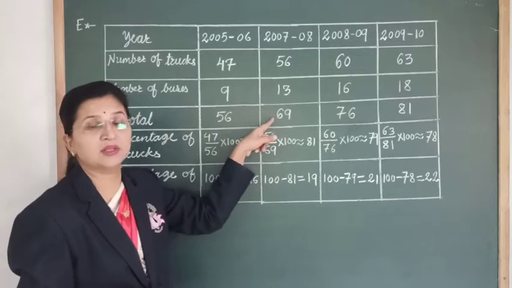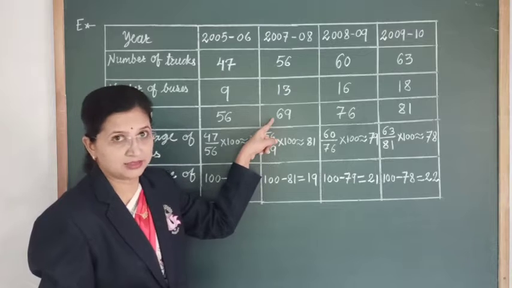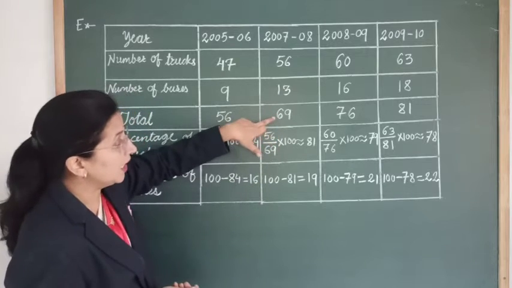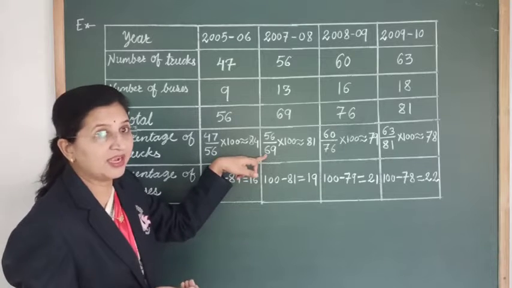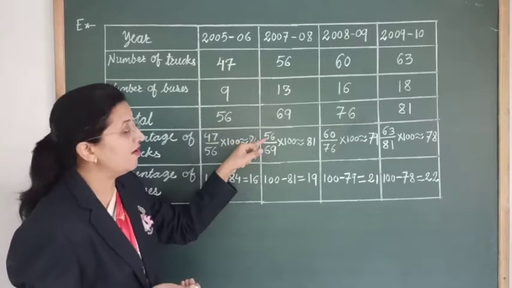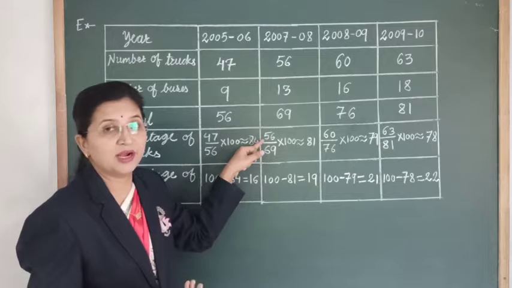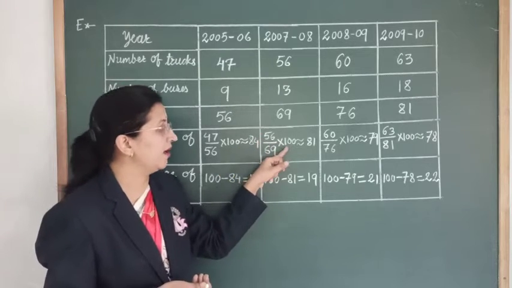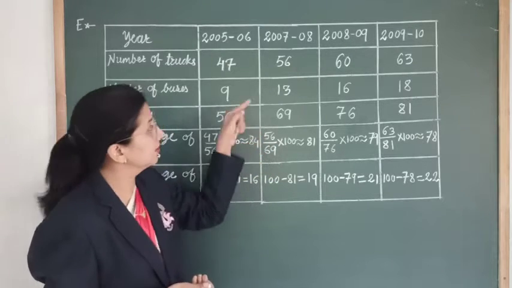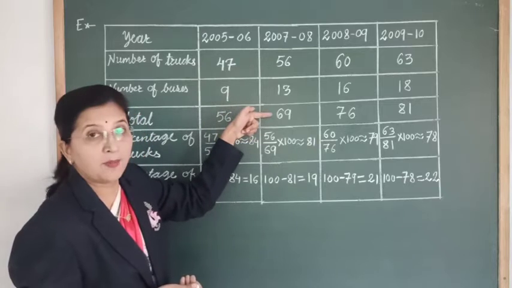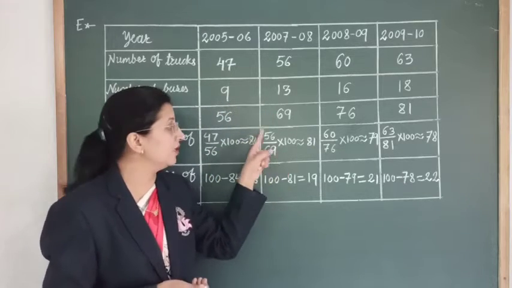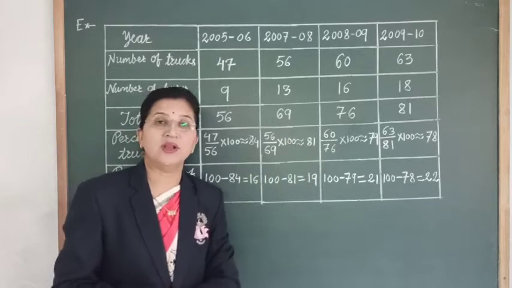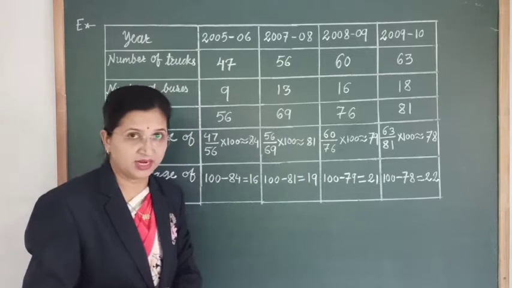Okay. Now similarly, in the year 2007 to 8, the total of both trucks and buses is 69. So let's first find the percentage of trucks. So how do we do that? Total is 69. As we are finding the trucks, we write the number of trucks, 56, and we want to find its percentage, that's why multiplied by 100. So after solving this and approximating, we'll get 81% of trucks.